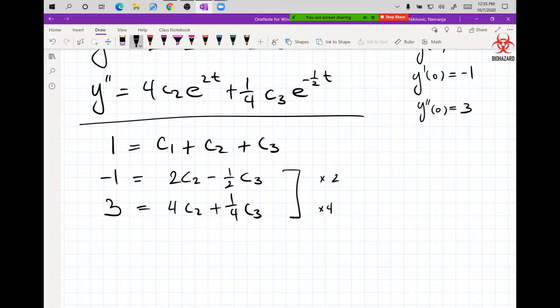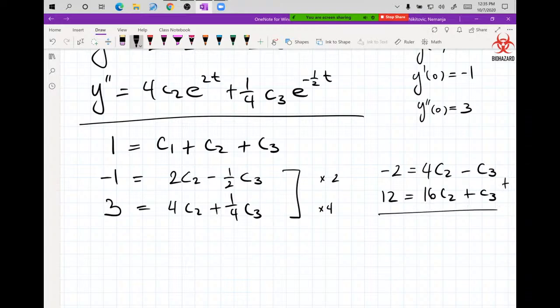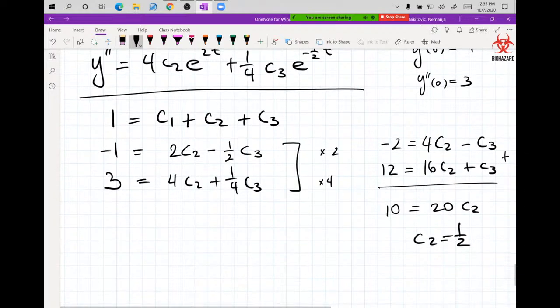So if you are to do this, you'll get negative 2 is equal to 4c2 minus c3. And times 4 on the bottom is 12, and then 16c2 plus c3. When you add the two equations, you get 10 is equal to 20c2. So c2 is a half, right? c2 is a half.